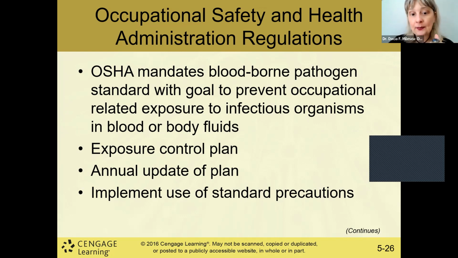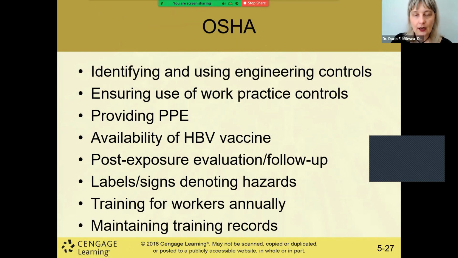There needs to be an annual update to abide by the OSHA regulations. There needs to be an implemented use of the standard precautions, and every single employee at the hospital must know of these standard precautions. There must be training every single year. OSHA is basically identifying and using engineering controls, ensuring the use of work practices that are there to solve any potential gaps in care where you're careless and potentially may spread nosocomial infection.